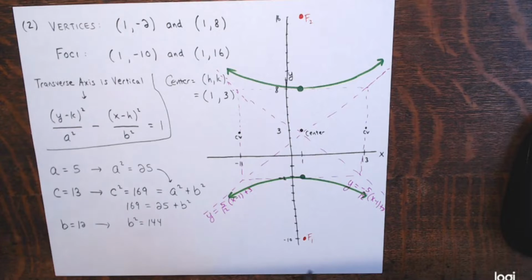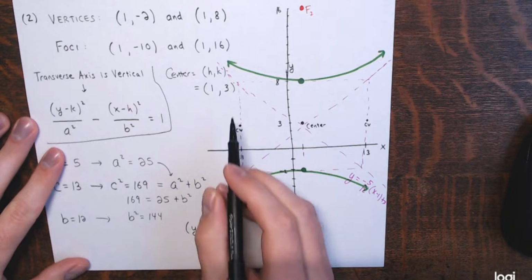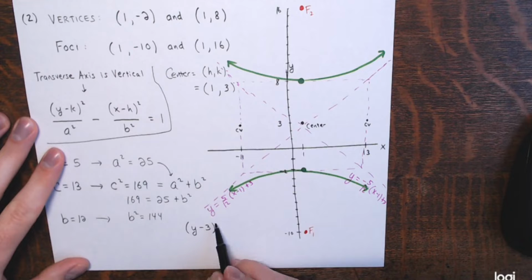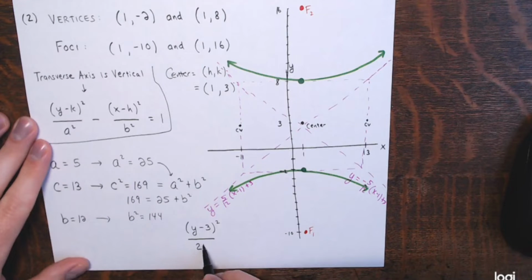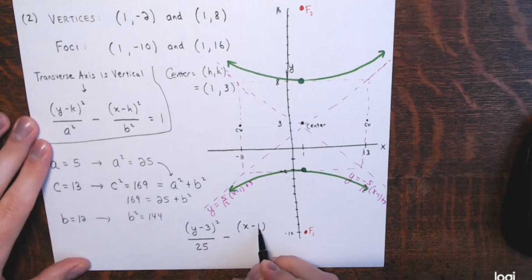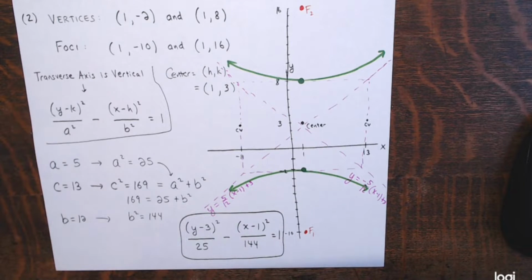But the equation for this hyperbola would be y minus k, so y minus 3, right, the y value of the center is k, squared, divided by a squared, which we said was 25, minus x minus h squared, or x minus the x coordinate of the center, which was 1, squared, divided by b squared, which we found was 144, equals 1. And this is what they wanted, right? The equation of that hyperbola in standard form.